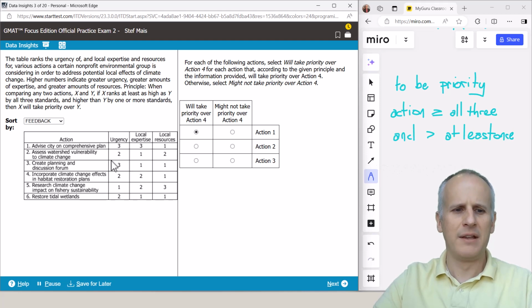Then action 2, we've got to make sure that we compare it against action 4. Well, it's greater than or equal to on urgency, but it's not greater than or equal to on local expertise. So it very well may not take priority over action 4 as soon as we see that. And then the last statement, action 3. Well, if we look at action 3, it's greater than or equal to on urgency, but it's less than on local expertise. So again, it might not take priority over action 4.